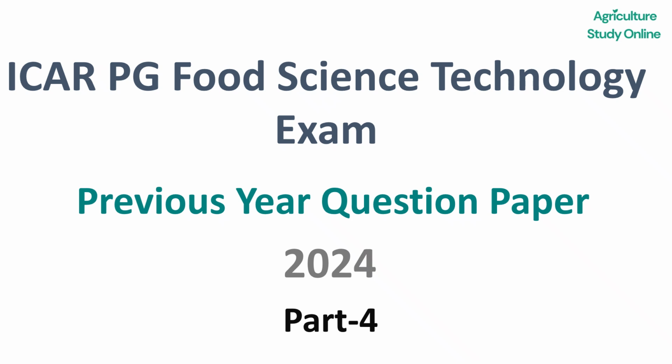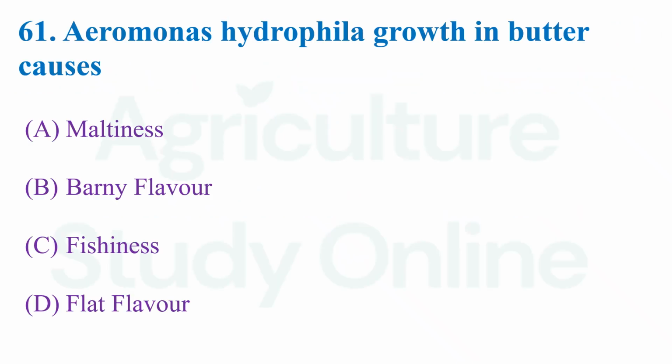So in this video, we'll be analyzing the further previous year questions of ICAR-PG Food Science and Technology 2024. So let us begin. Question 61. Aeromonas hydrophila growth in butter causes. First one, maltiness. So maltiness, it is caused because of Lactococcus lactis.